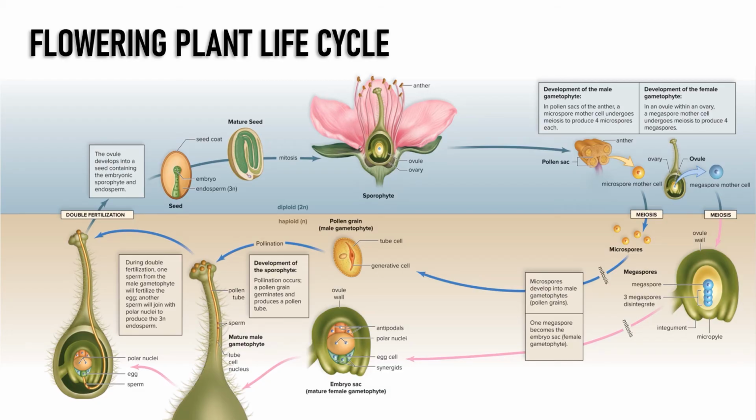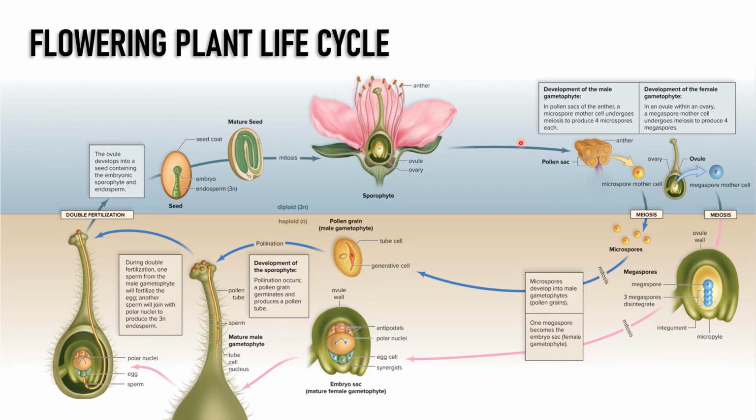So let's move on to the flowering plant life cycle. You see here, this is the beginning of the plant process. This flower consists of the stamen and carpel. These both react cooperatively with each other to produce the seed, which comes from the embryo.